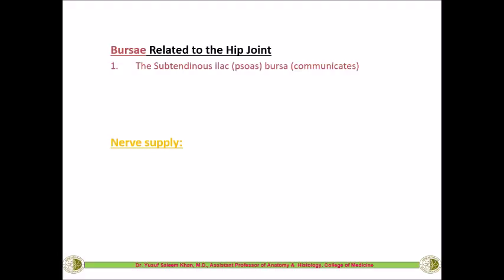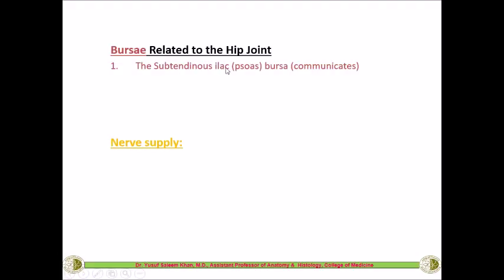So to prevent this, there are small bags like balloons filled with a small quantity of fluid. These are called synovial bags or synovial bursas, which help smooth movement of the tendons of the muscle over the bones and joints. So there are some important bursas near the hip joint.